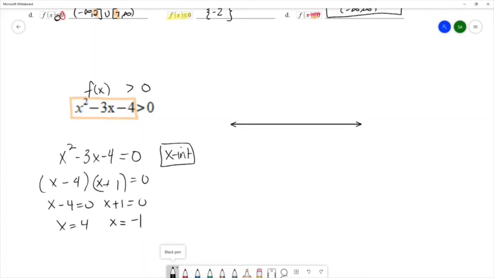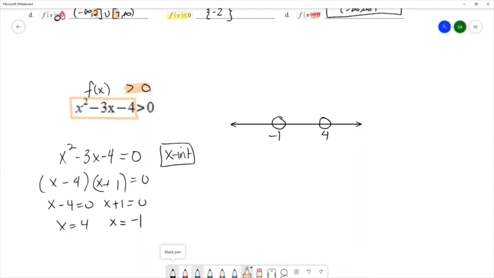And I drew this number line over here because I'm going to mark on the number line those two values, negative 1 and 4. And I'm going to mark them with open circles. Open circles because we don't want those. Our example here is only greater than 0, not equal to 0. Equal to 0 would be those x-intercepts. We don't want them.